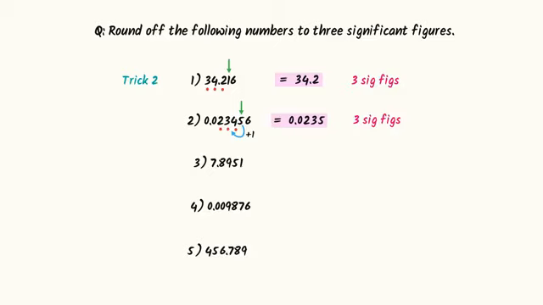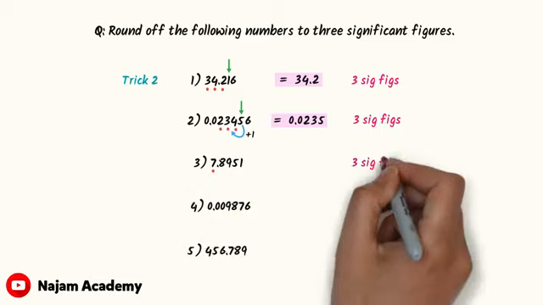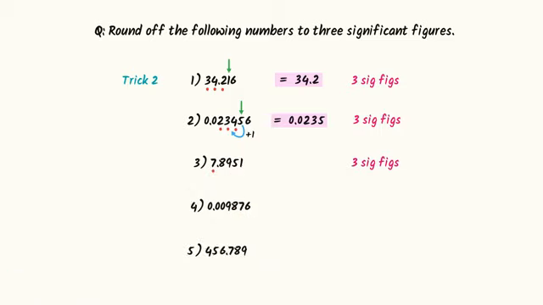The third number is 7.8951. Decimal point is present. We use trick number 2. First non-zero is 7. Our three significant figures are 7, 8 and 9. The next digit is 5 and there is a 1 after 8. Since 5 is followed by a non-zero digit, we round up.